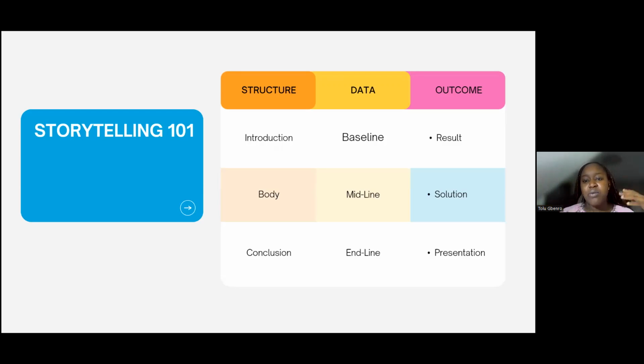Next, when we're looking at data, of course, you can break it into 3 areas: your baseline, your midline, your endline. So for instance, if you're looking at a social enterprise model, we can say our baseline is before the project. Who are the target audience? You can decide to start a project and say, oh, we're going to look at 60 people.